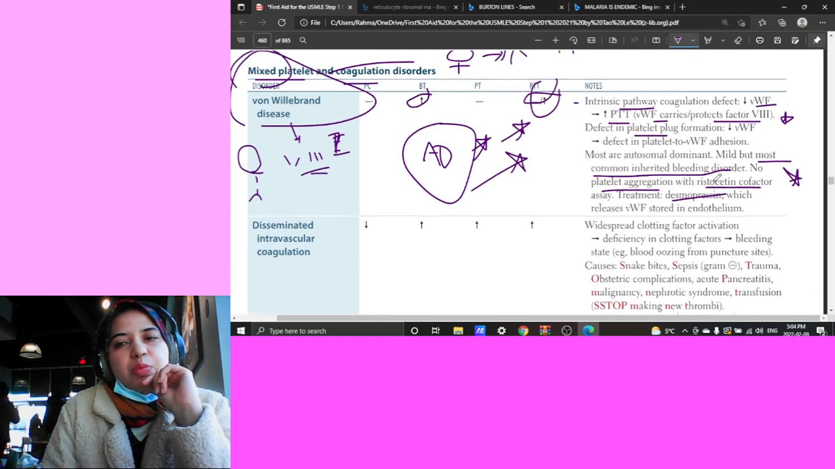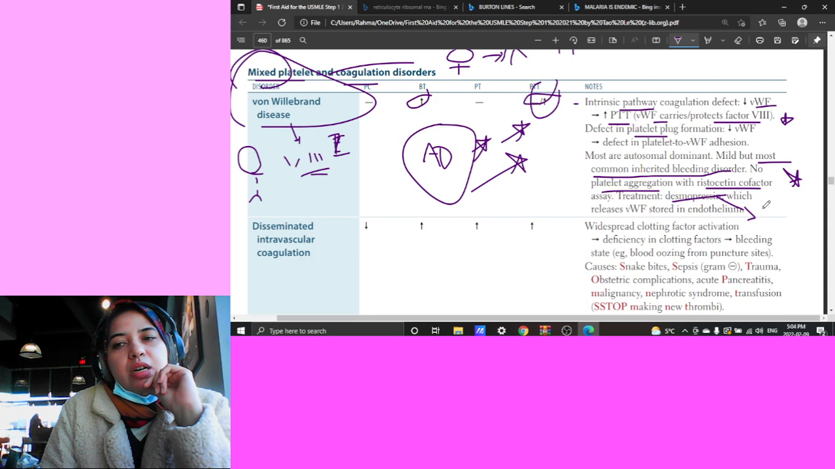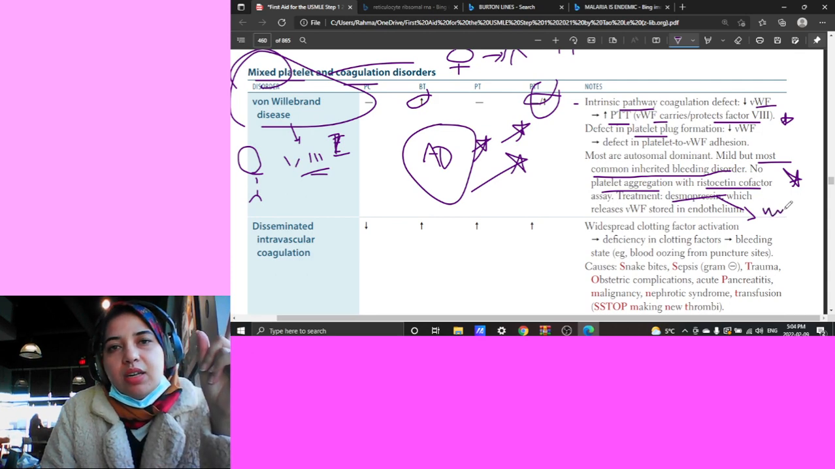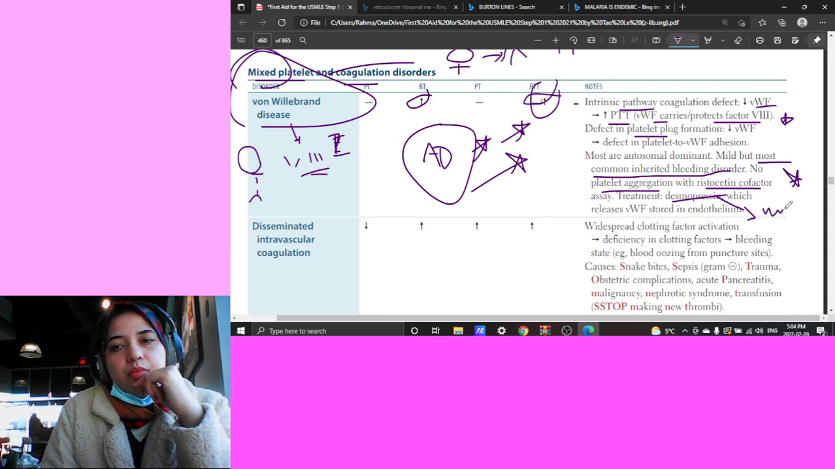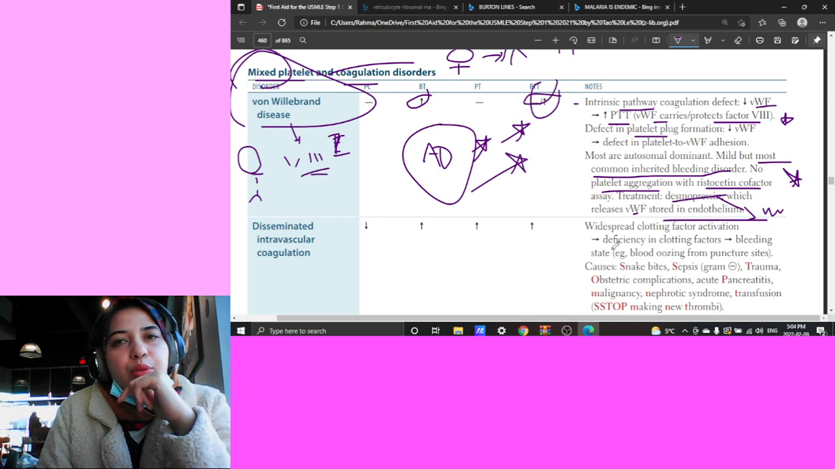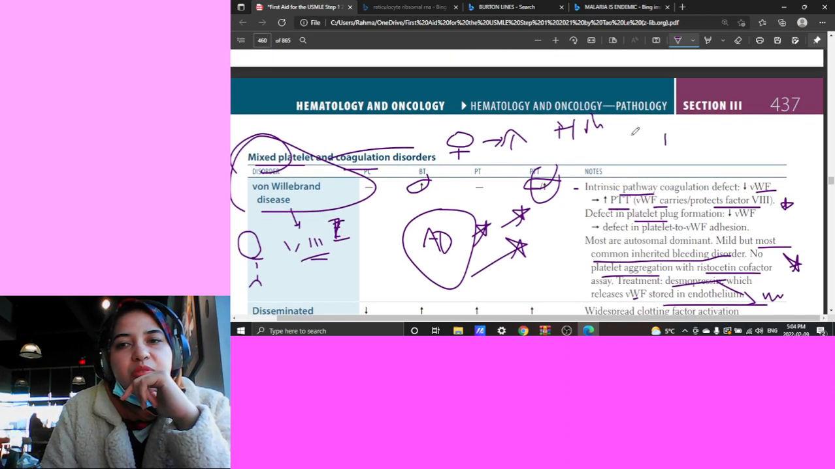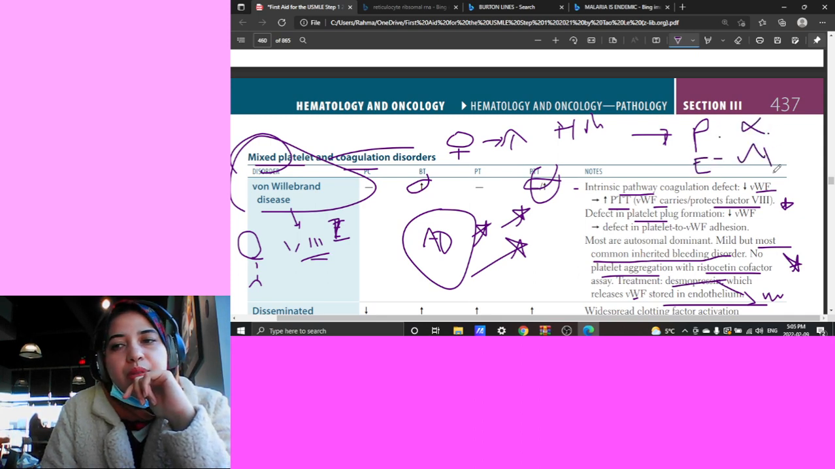Treatment is desmopressin. Desmopressin increases von Willebrand factor and protects factor 8, which releases von Willebrand factor stored in endothelia. Remember, von Willebrand factor comes from two places: platelets from the alpha granules, and the endothelium from Weibel-Palade bodies.